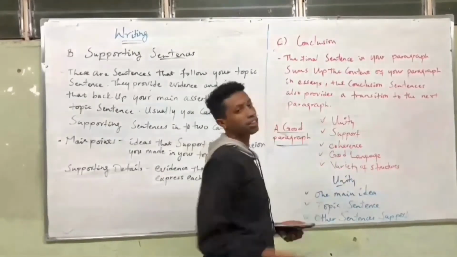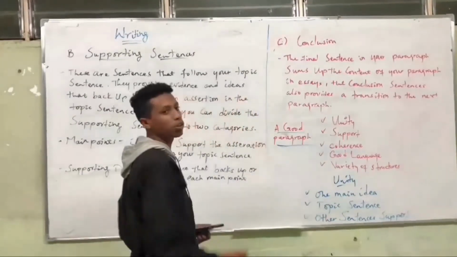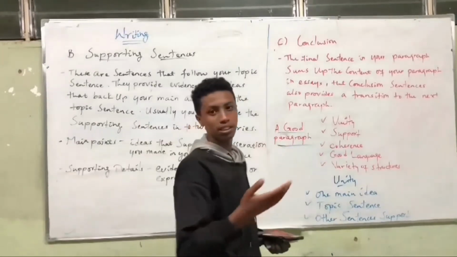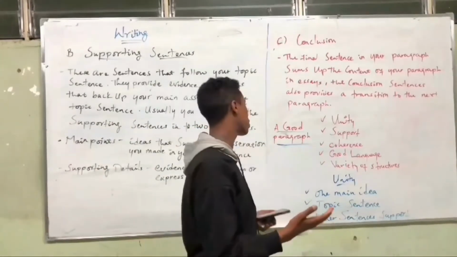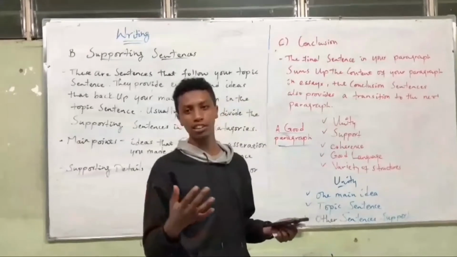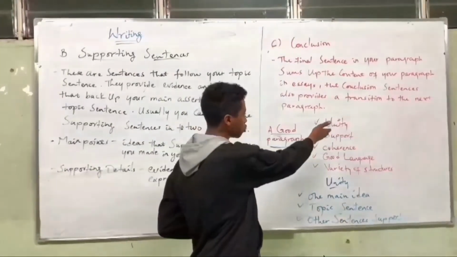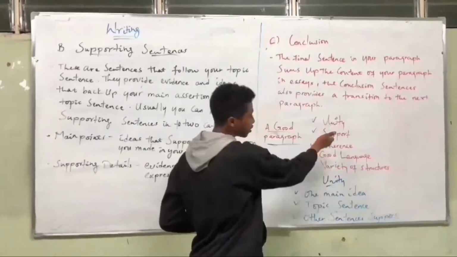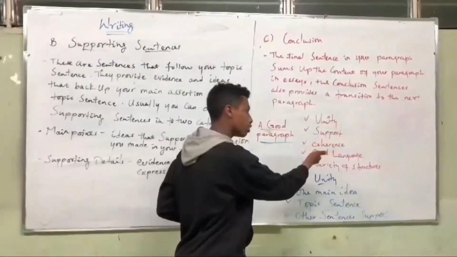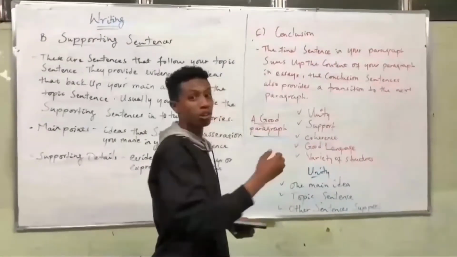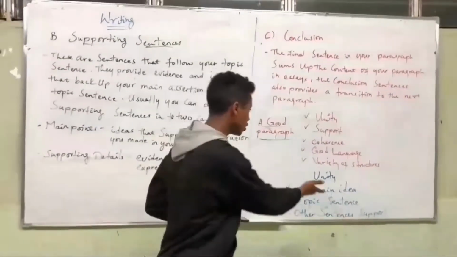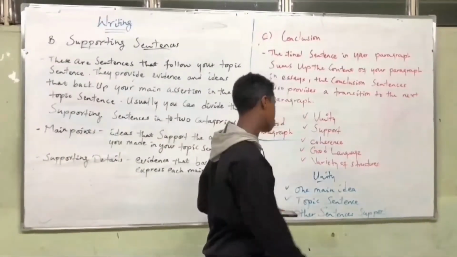Another thing that we are going to discuss is what makes a paragraph a good paragraph, or what things are needed to form a good paragraph. As you see, there is unity, support, coherence, good language, and variety of structure. We are going to discuss each of the parts. The first part is unity.